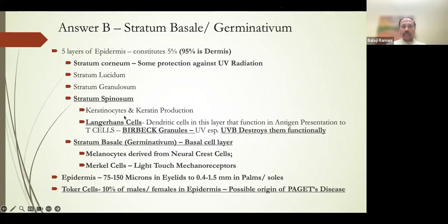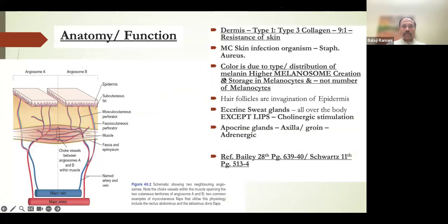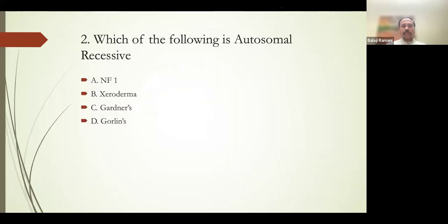and potential other things that have not come so far, but I think are important, are the Langerhans cells, where you have UVB destroying them functionally, and questions like choke vessels and angiosomes. So these are all questions that can potentially come as MCQs for you.